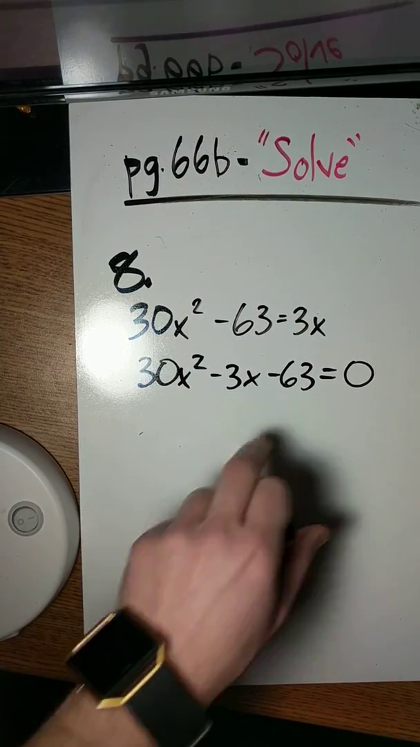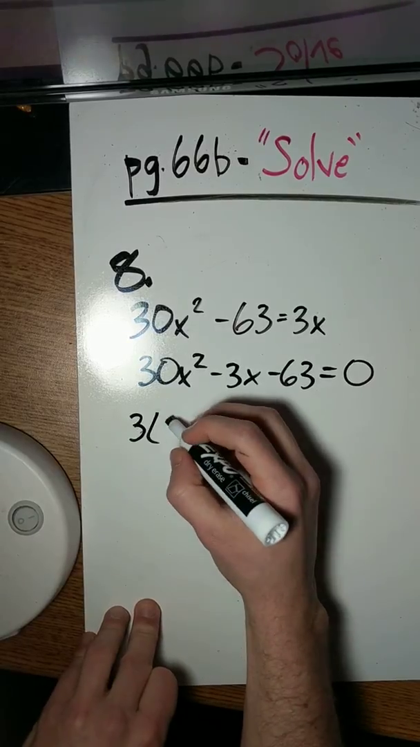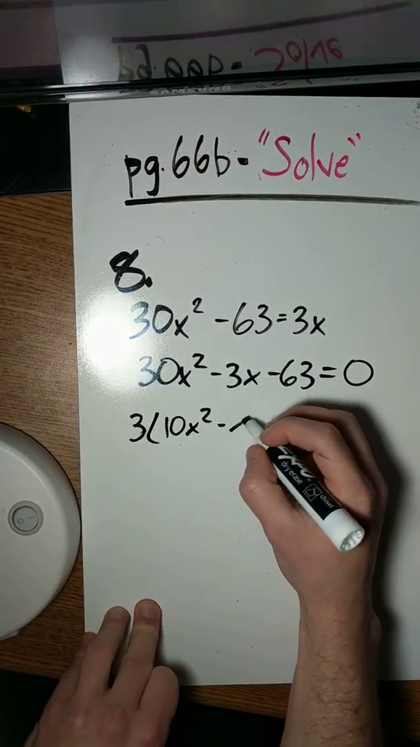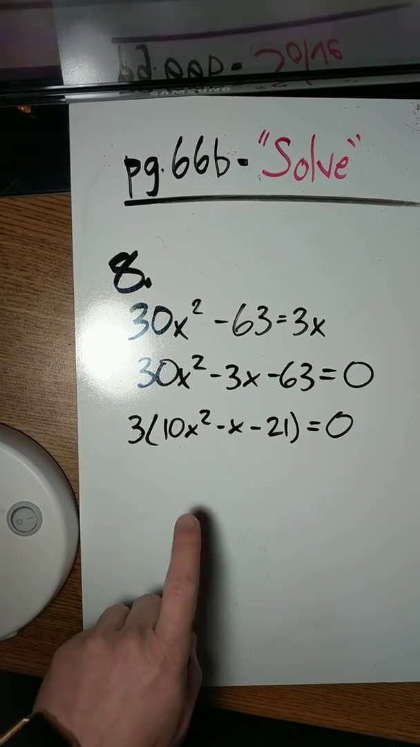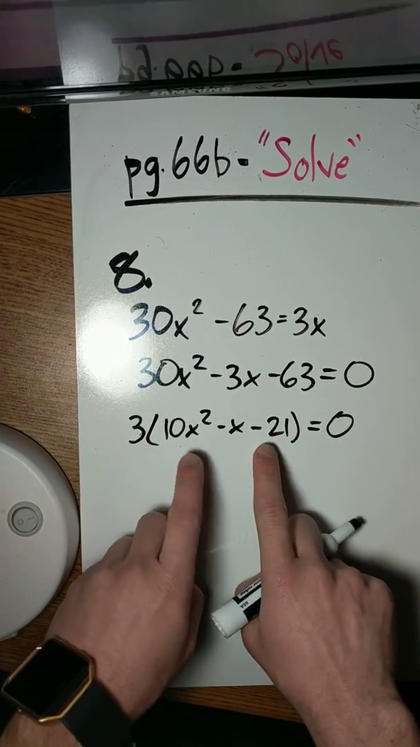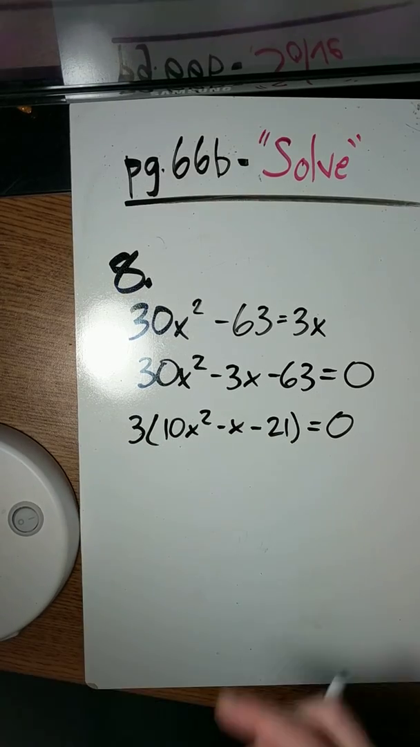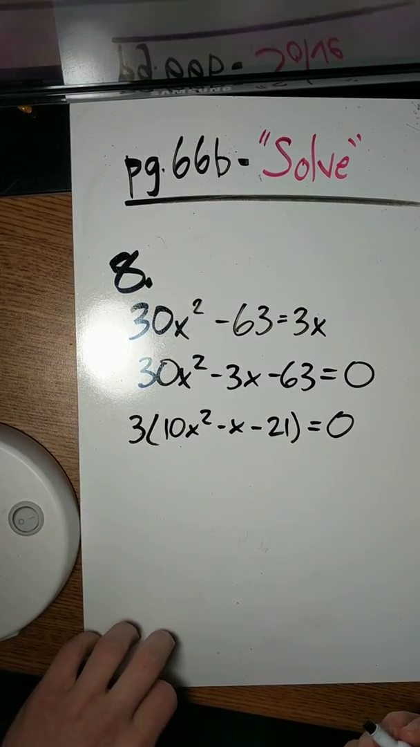I see there's a GCF we could take out of here, which is a 3. We're left with 10x squared minus x minus 21 equals 0. I looked to see if this is a perfect square trinomial. In this case, it's not because these are not perfect squares. So we're just going to have to factor this like a normal type 2.